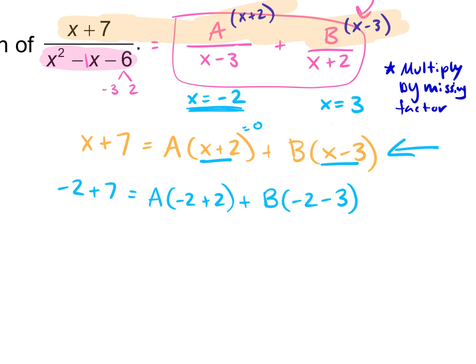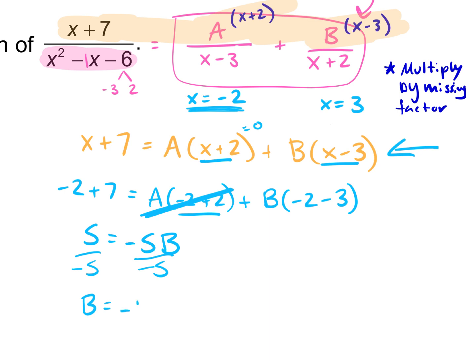So -2 plus 7 would be 5. What's -2 plus 2? 0. And 0 times A would just be 0, so it goes away. Then we have B times -5, so -5B. Then we're solving for B, so we're going to divide both sides by -5. So B is equal to -1.